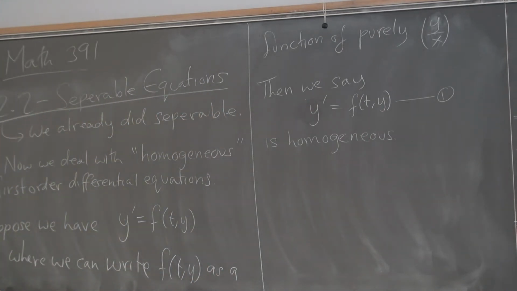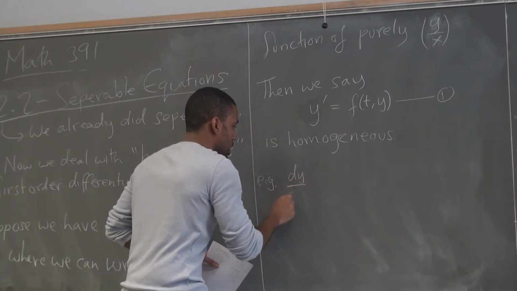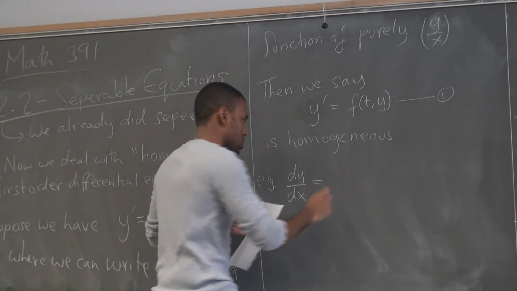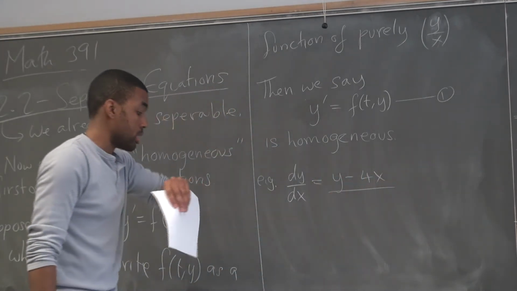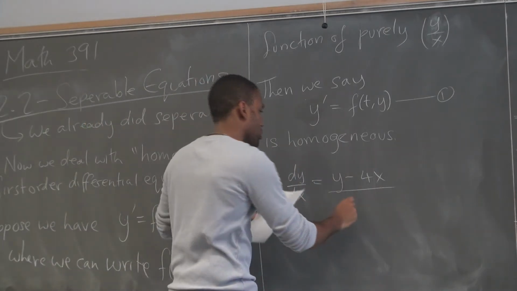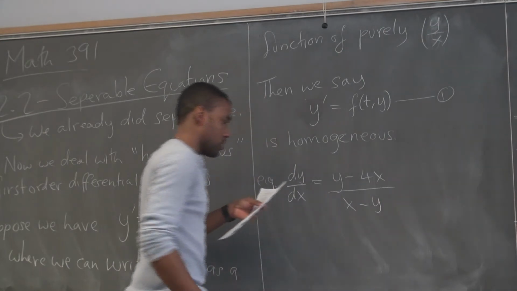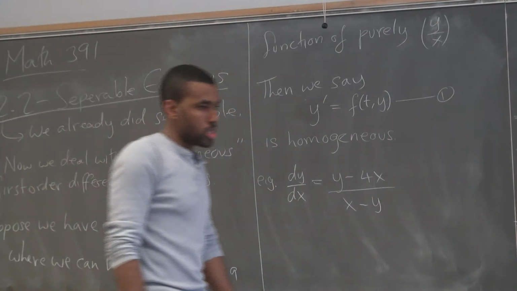So let's say I can somehow have a function that I can write as a function of purely y over x. So let me give you an example. I have dy dx equals, and we're going to solve this one in a bit. I think we'll only get through one example at this point, but we'll finish up next time. So this is an example of such a function.